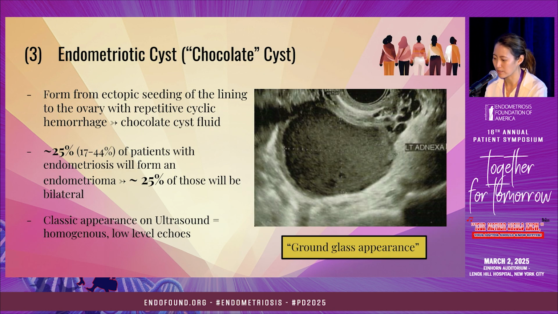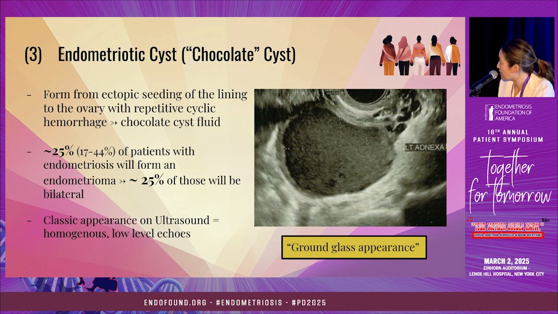So that actually brings us finally here. This is our endometrioma. This is our chocolate cyst. Of course, I'll speed up too. This forms really from the seeding of the uterine lining to the ovary, and it causes this repetitive cyclic hemorrhage process. It creates this very pathognomonic, sort of like Hershey's chocolate, cyst fluid. Roughly 25% of endometriosis will form an endometrioma, and about 25% of those are going to be bilateral.